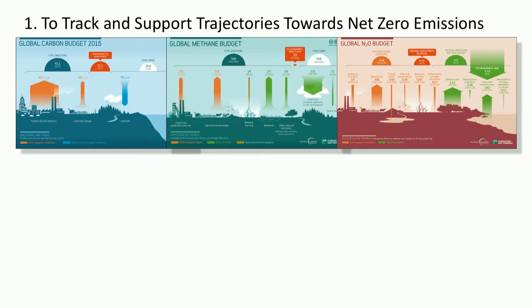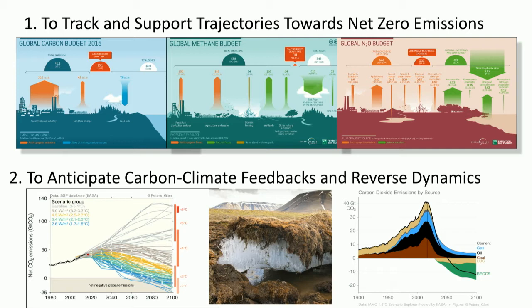Just to finish, for the future I think there are two things which have always been close to us in terms of the big objectives of the community, but which we have now zoomed in on very sharply as to what needs to be done. That is tracking and supporting the trajectories towards net zero emissions, which is what's required for stabilization, not just of carbon but of all the greenhouse gases, and understanding the process of it. And then anticipating carbon climate feedbacks, which is all the carbon climate work that we do and that needs to be done into the future, looking at the whole space of warming.